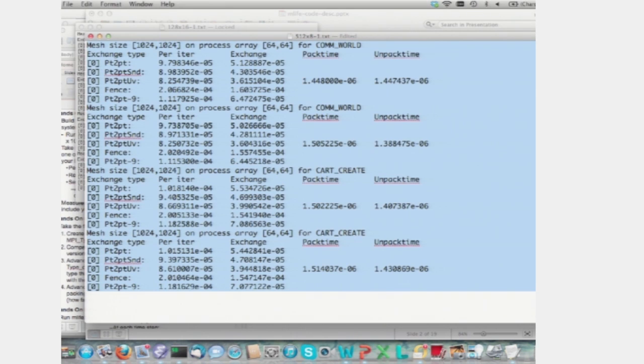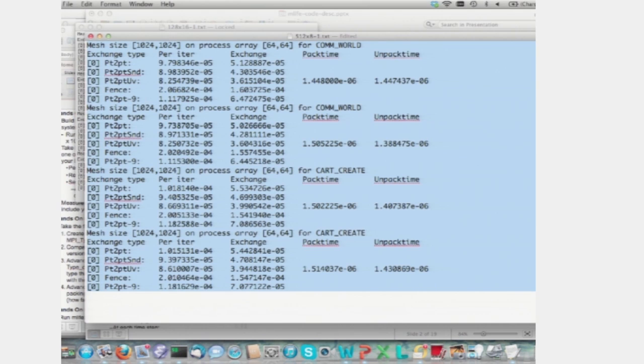This is the point-to-point with the I receive, I send, wait all. This is the point-to-point with send, I receive. This is point-to-point with user handling of vectors, so no vector data type. This is the RMA with fence. This is the point-to-point not using the diagonal trick, so having the 8 I sends and 8 I receives.